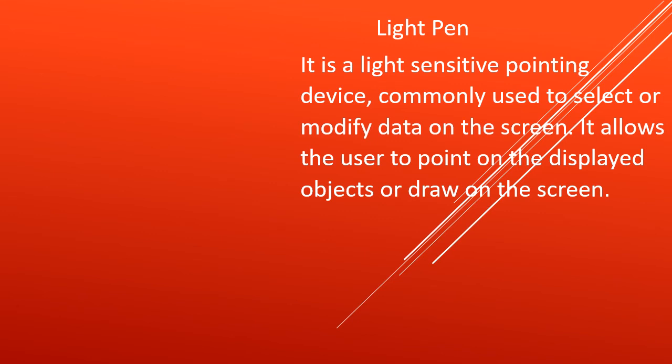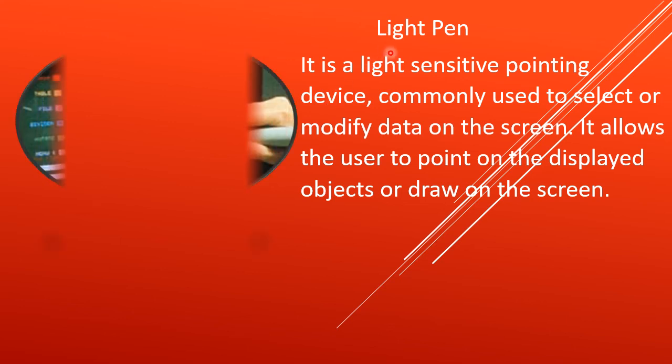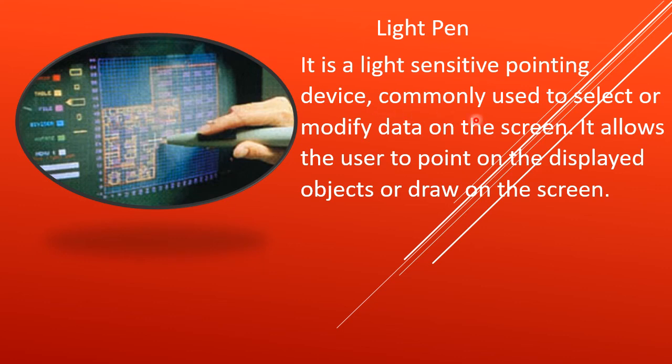Then we study about light pen. All of us know what is a light pen. It is a light sensitive pointing device commonly used to select or modify data on the screen. A light pen is used for pointing, selecting or modifying data on the screen. It allows the user to point on the displayed objects or draw on the screen. It is used for pointing on the displayed object or for drawing on the screen.